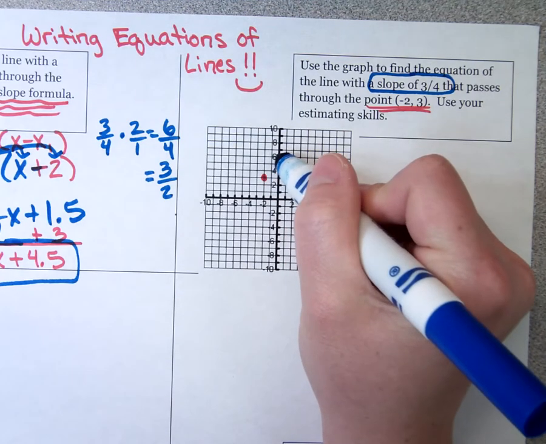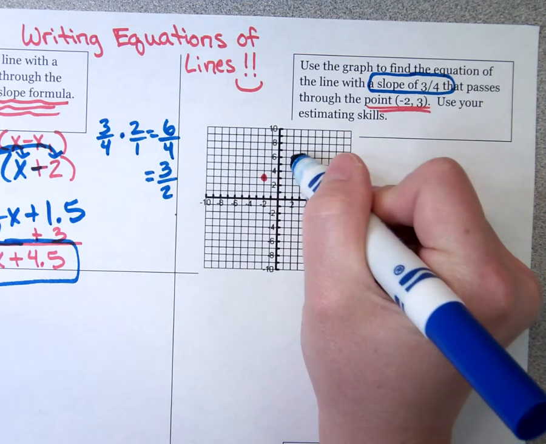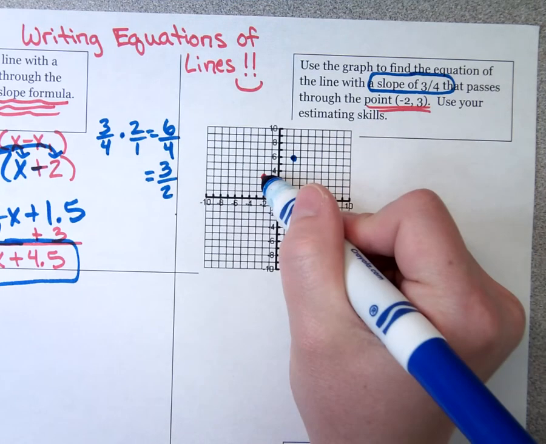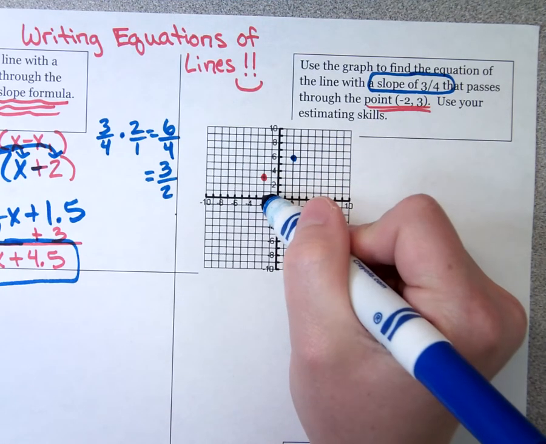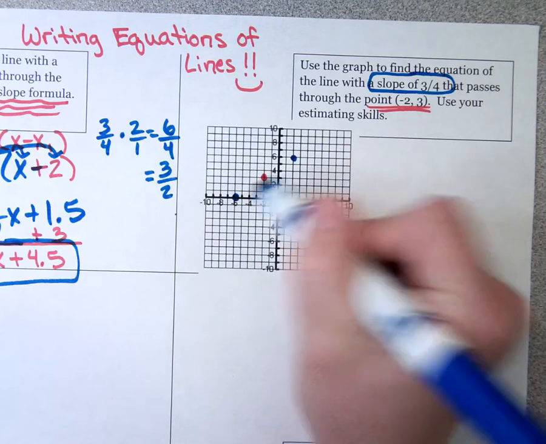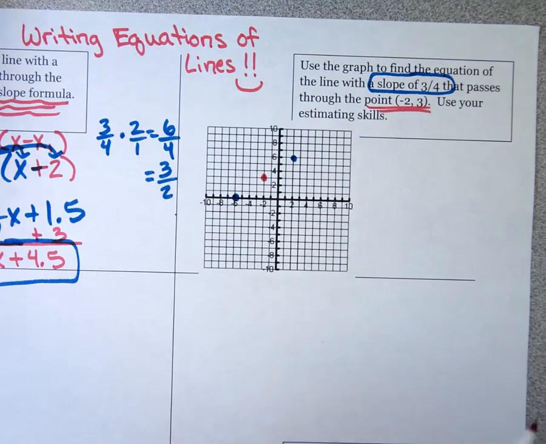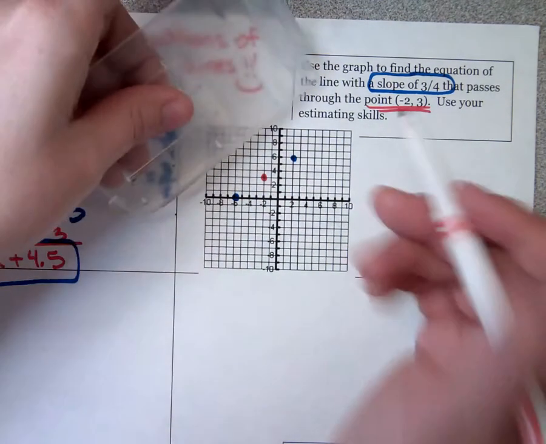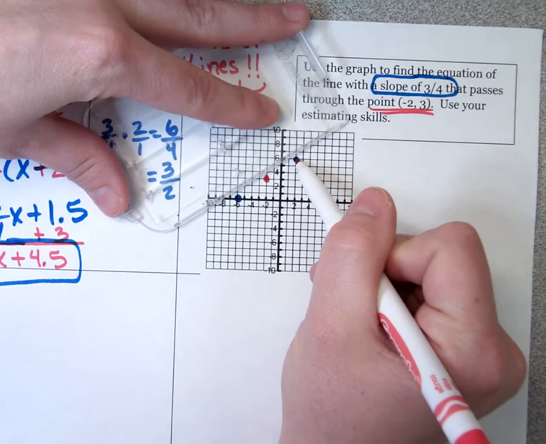Good, so up 3 and right 4. And I'm going to go reverse. What's reverse? Down 3 and left 4. Okay, and then I'm going to try to draw the line the best I can. Of course, if I had a straight edge, that would be the best. I think I'll actually try to use one today.